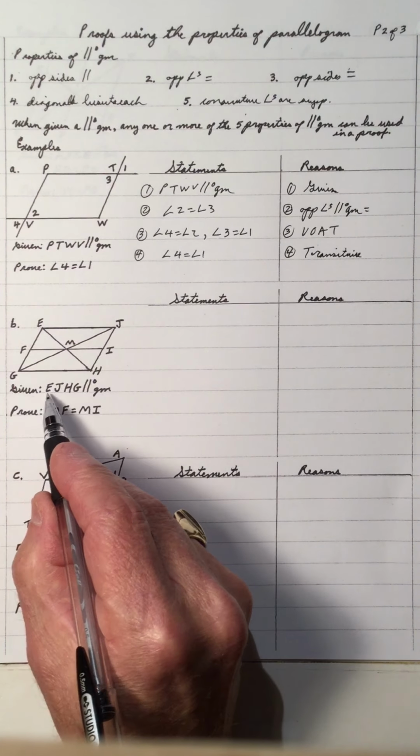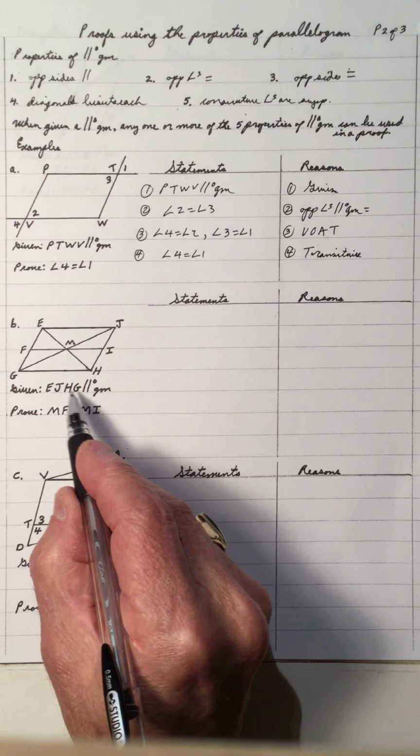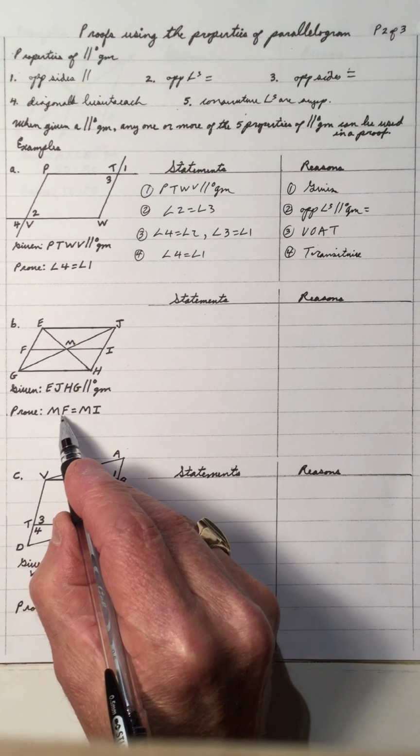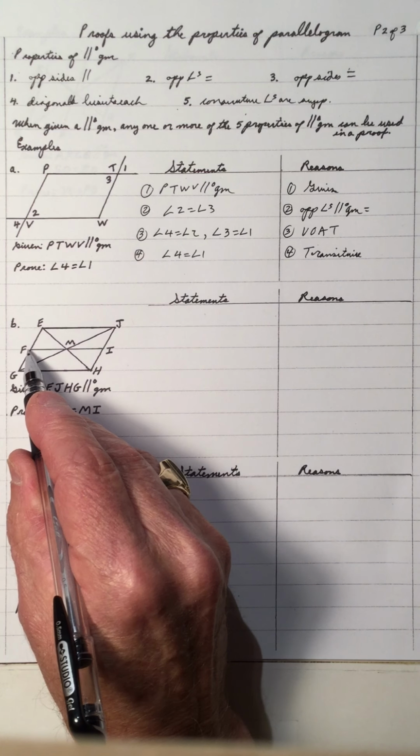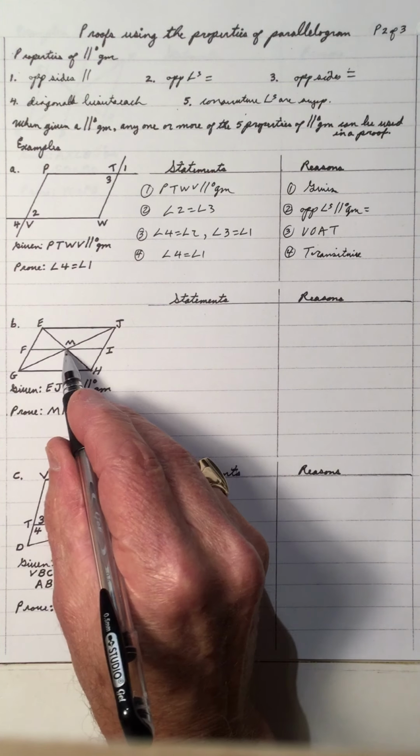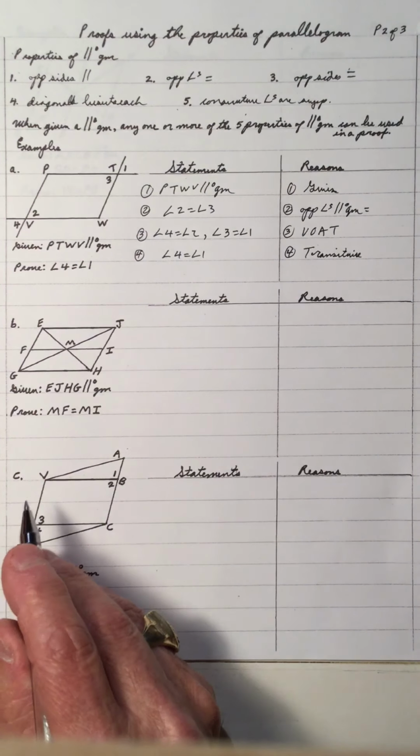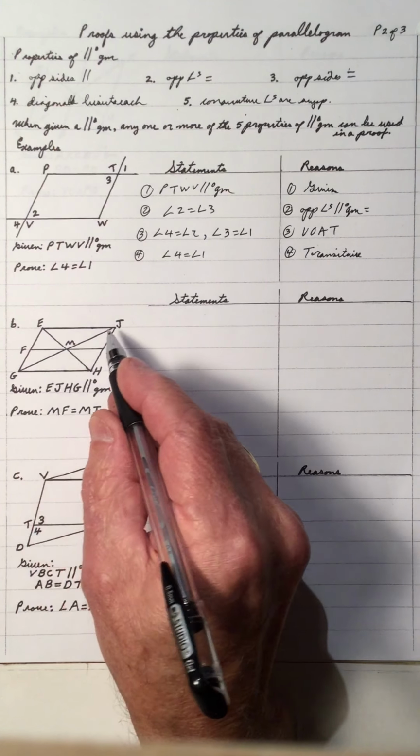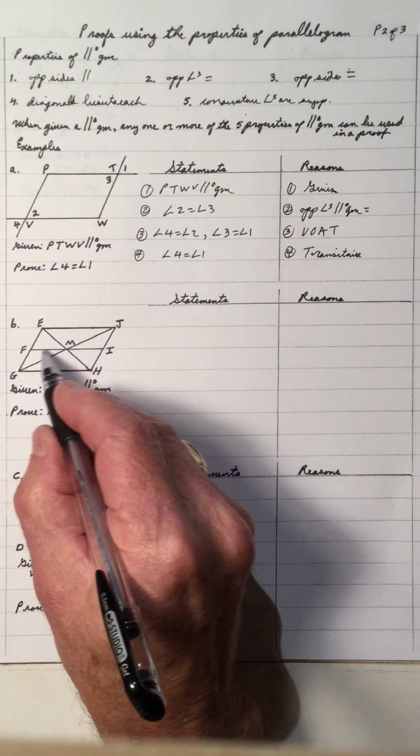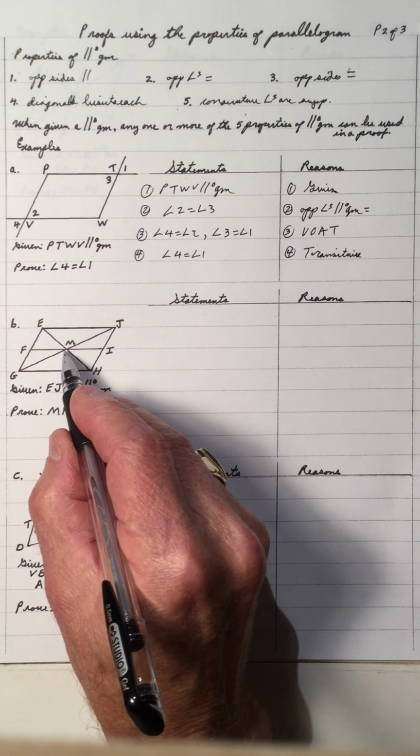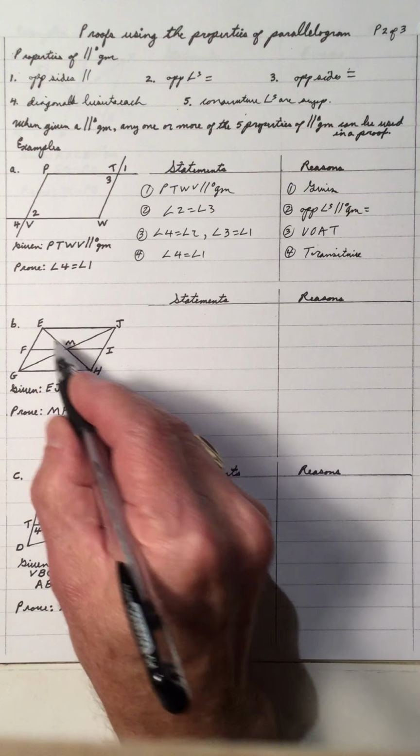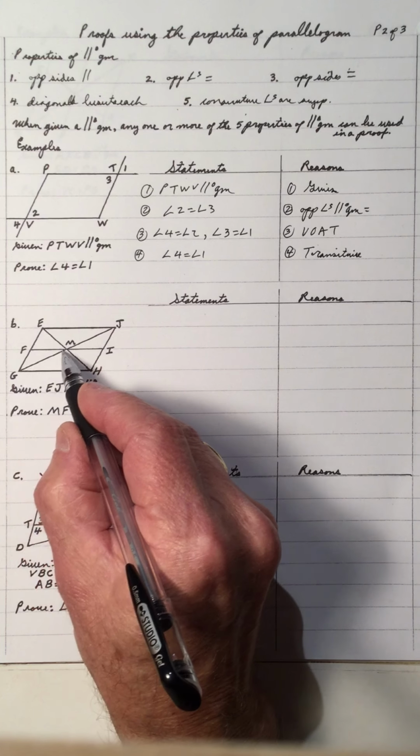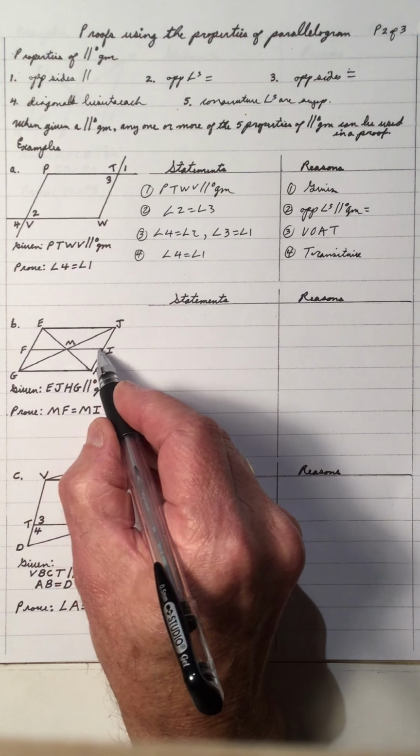Here we go again. Given that EJHG is a parallelogram, prove that MF is equal to MI. MF equals MI. And normally you think about congruent triangles. So what triangles am I dealing with? Well, I have MFE, which probably goes with MIH. Or I have MFG, going with MIJ.